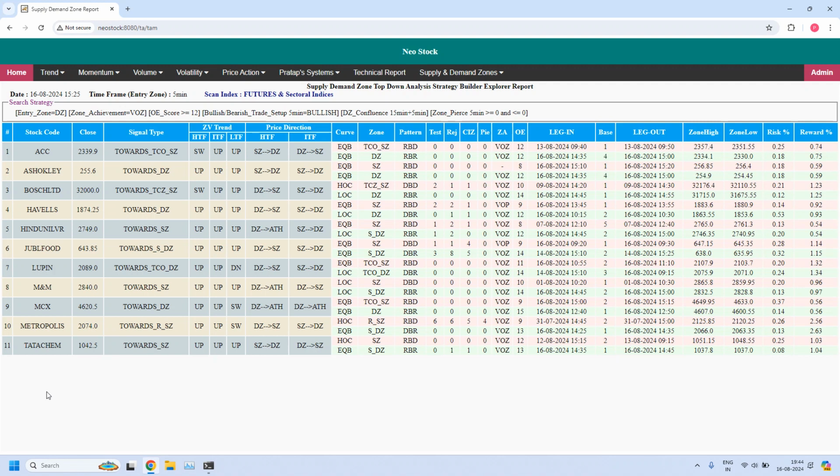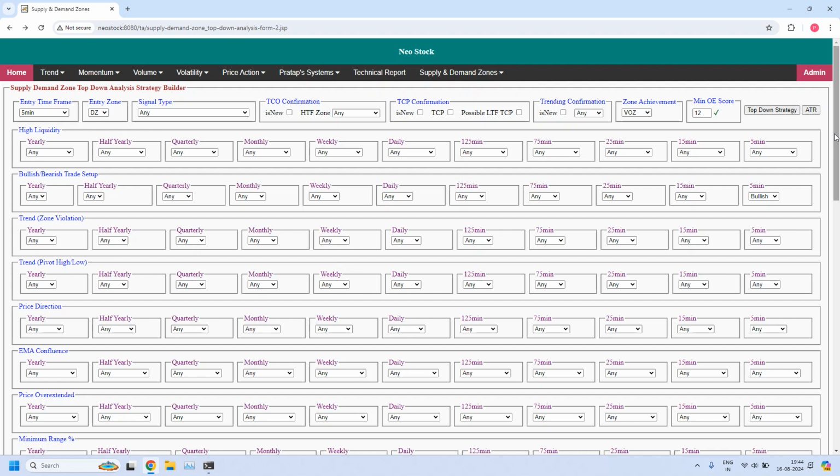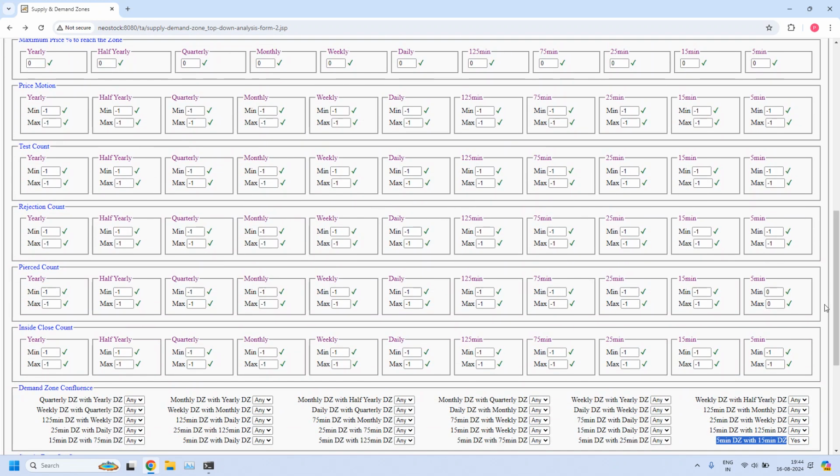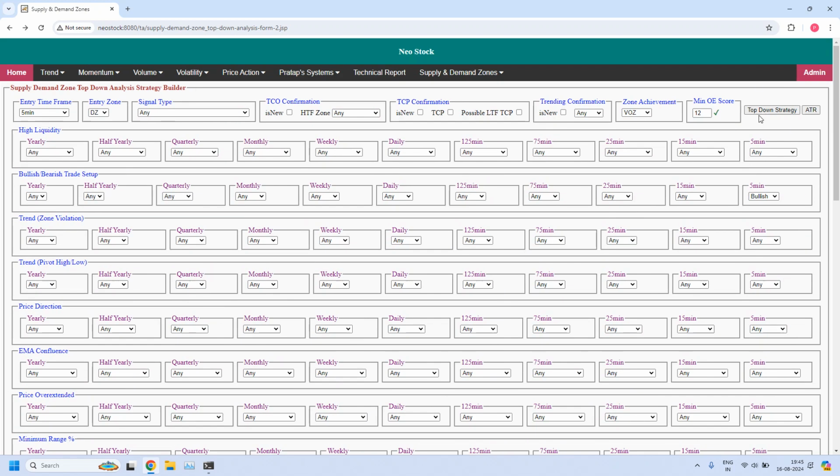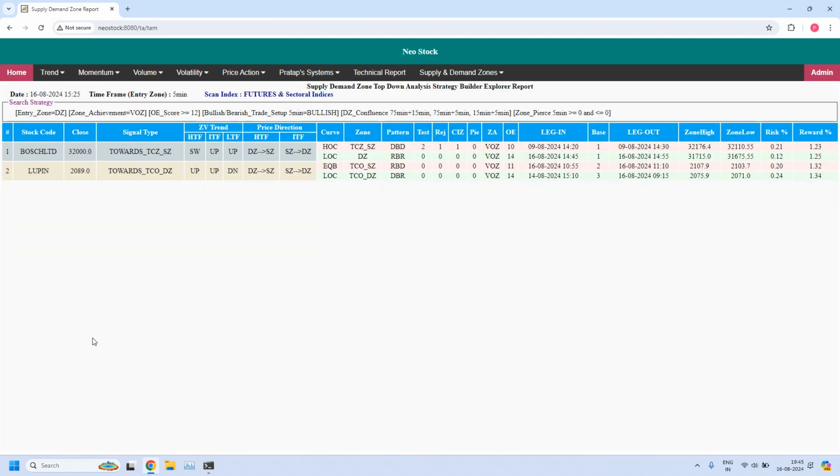Now let's verify out of these 11, how many are supporting even HTF confluence. HTF is 75 minutes. So 5 minutes demand zone with 75 minutes demand zone enabled, and also ITF HTF, that is 15 minutes and 75 minutes demand zone also enabled with all the 3. Only 2 stocks are supporting LTF, HTF and ITF zone confluence, demand zone confluence.